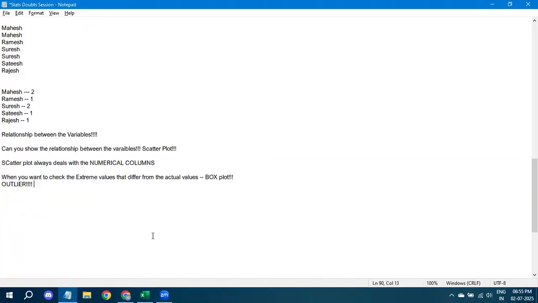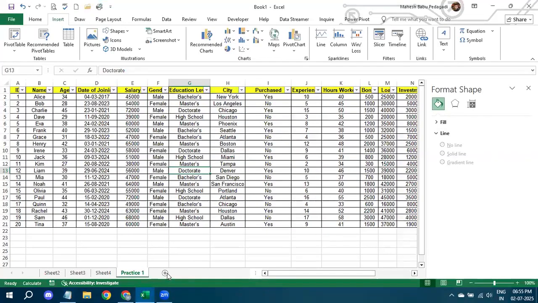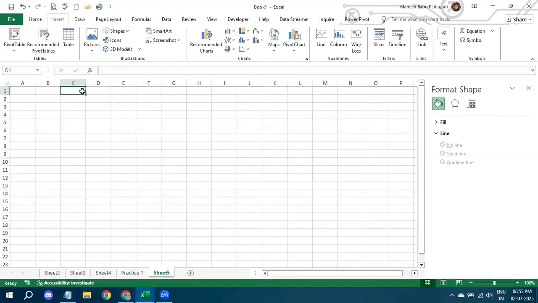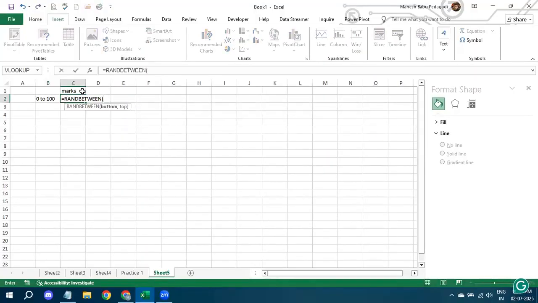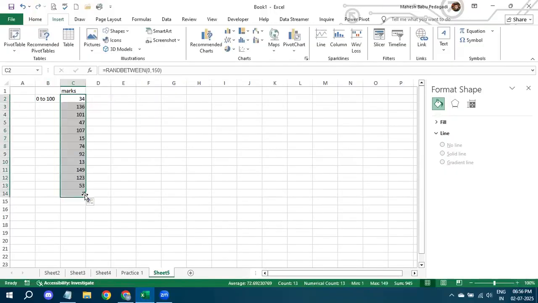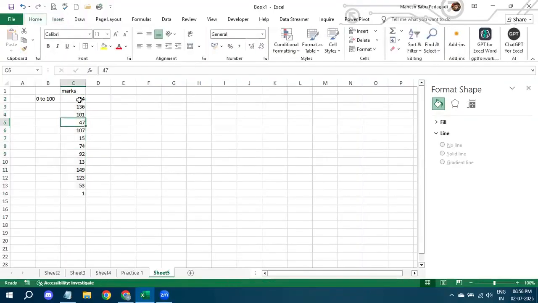Yes. See, now I will create one data set. What will be the range of marks, guys? Marks range. What will be the minimum value? What will be the maximum value? 0 to 100. Will you agree? Now, if I create rand between values 0 to 150, I'm getting those values, right? Control copy, Alt H V V for special value. Now, what values are outliers in it?